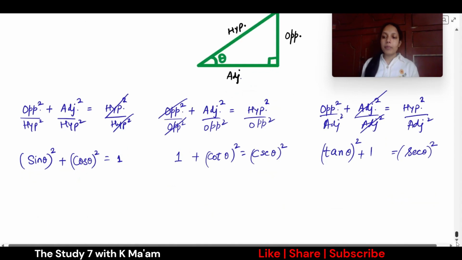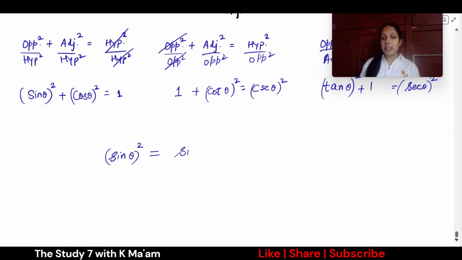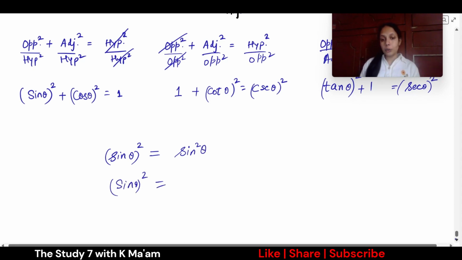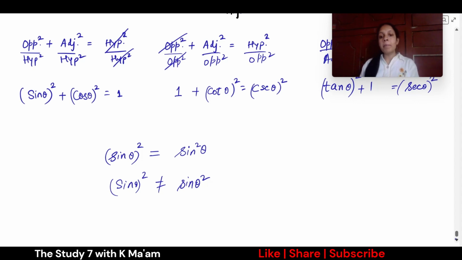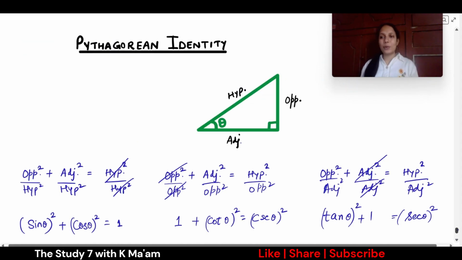And remember, if something is written as sine theta whole squared, this is the same as sine square theta. But this is not equal to sine theta square. In this case, theta is the only squared term, the square is only for theta. But here it represents the square of the whole term. So this was the Pythagoras identity.